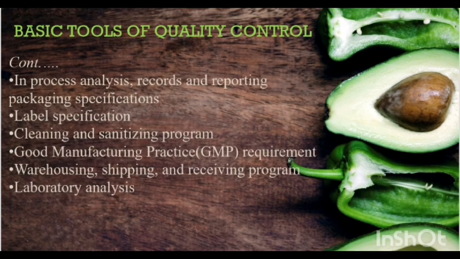Next, in-process analysis, recording and reporting, packaging specification. So each and every process should be analyzed, recorded, and reported at the specific time. And label specification: the product's ingredients, manufacturing date, everything should be specified in the label. Then next, the cleaning and sanitizing program. At different intervals of time, a cleaning and sanitation program must take place, and at the same time good manufacturing practices should be followed by the people who work there.